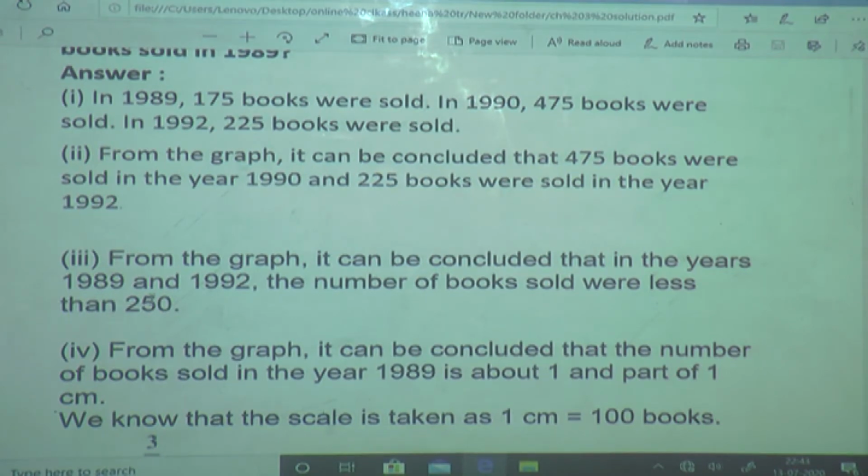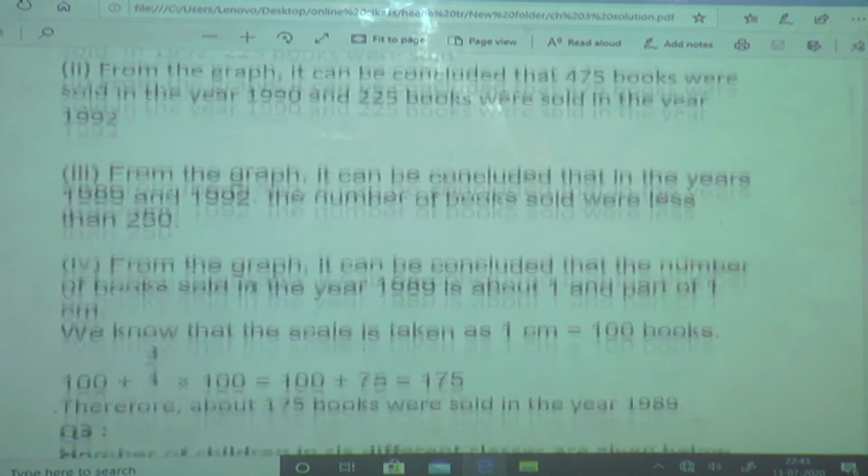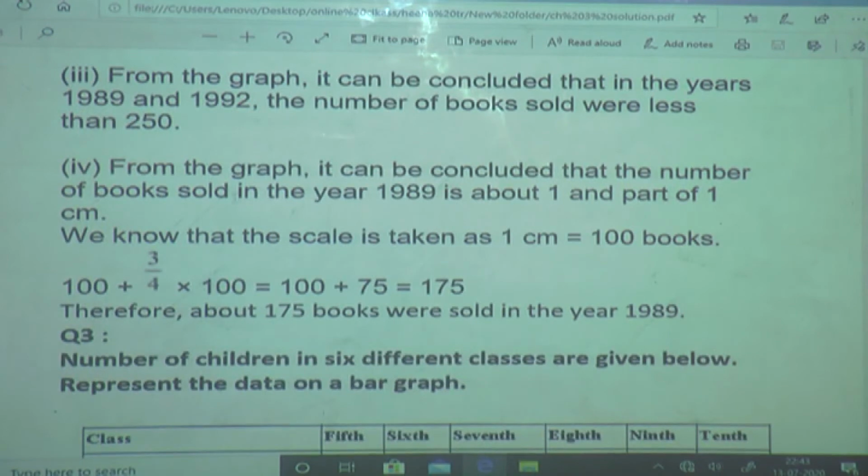So in which years were the books sold less, that is, fewer than 250 books? That is the year 1989 and 1992. So from the graph, it can be concluded that the number of books sold in the year 1989 is about 1 and a part of 1 centimeter.